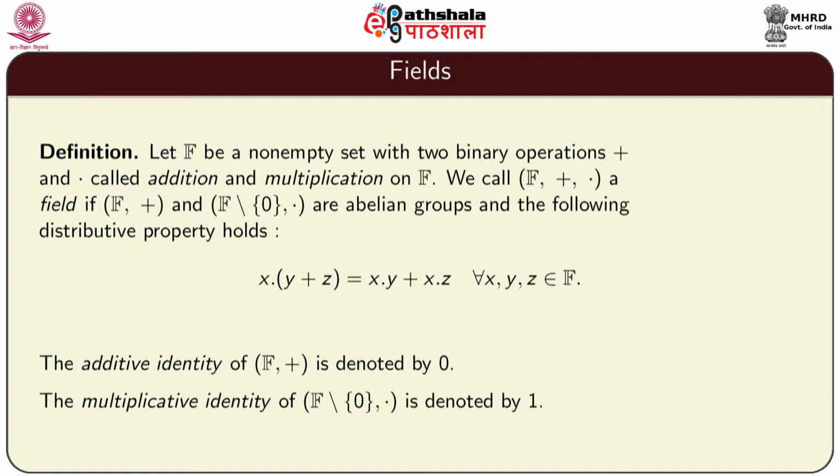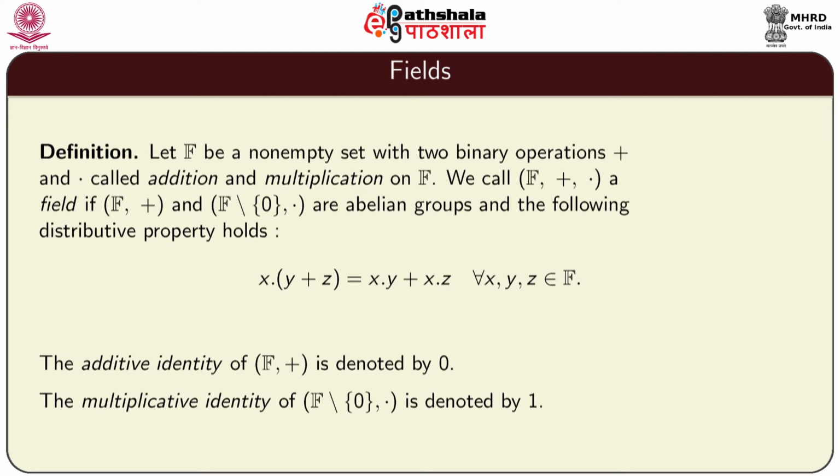And you may wonder why we have only one distributive property instead of a few more. We could have written something like (y plus z) dot x equal to y dot x plus z dot x, but that would be redundant because (F minus 0, dot) is an abelian group and therefore, that dot is a commutative operation. This shows that just one distributive property takes care of distributive property from the other side also.